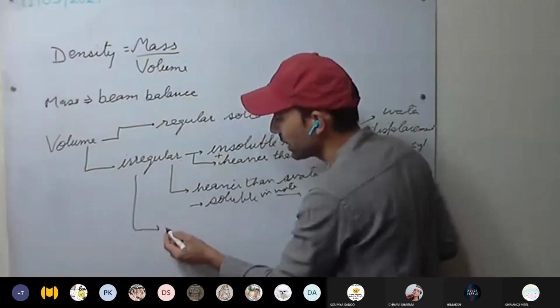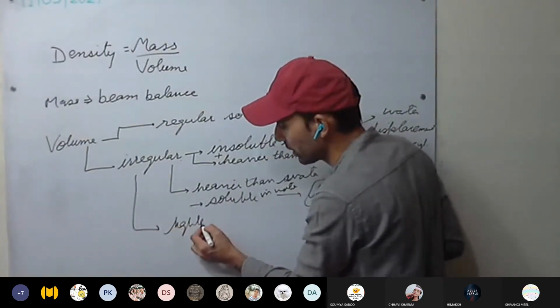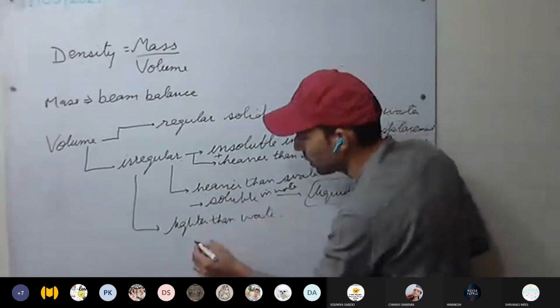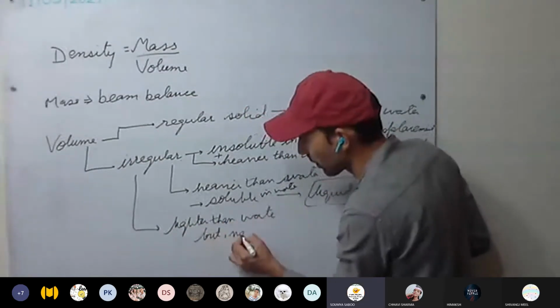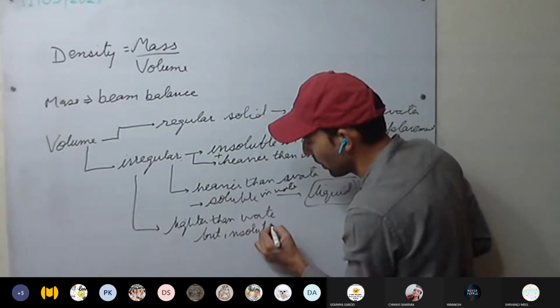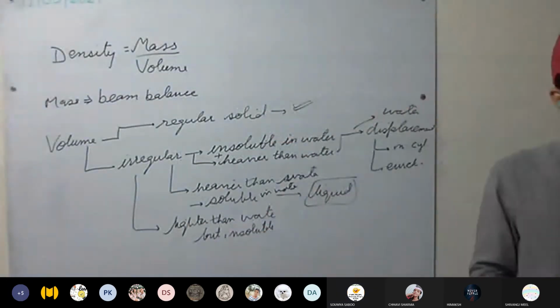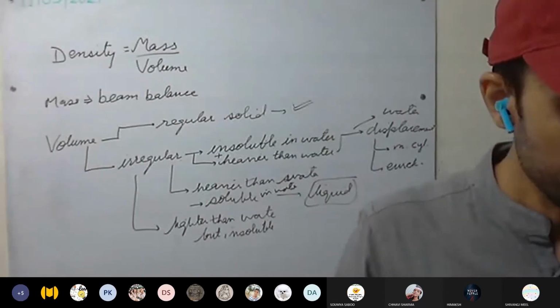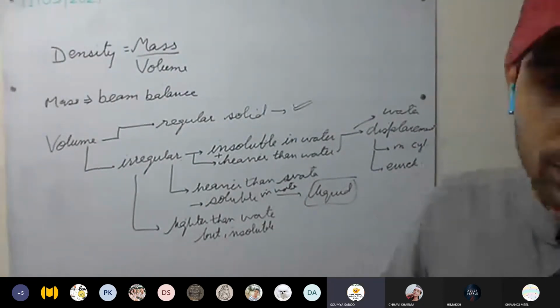if that irregular solid is lighter than water, but insoluble in water, if it is lighter, how are we going to measure it? Lighter in the water.